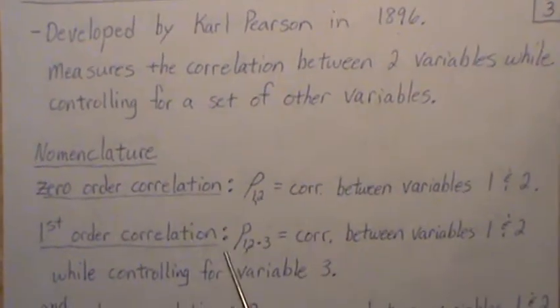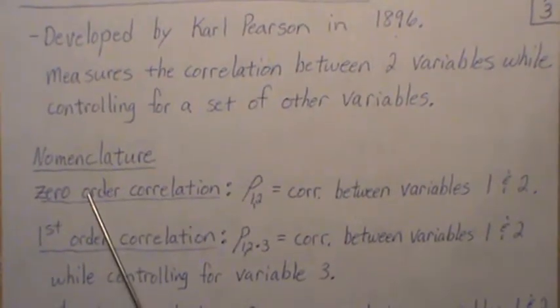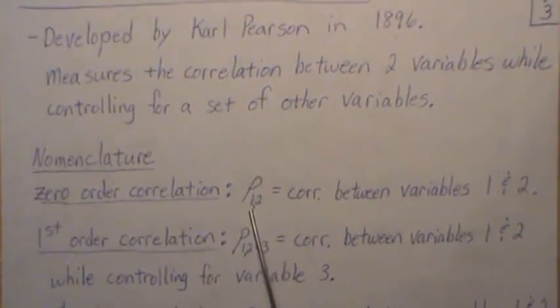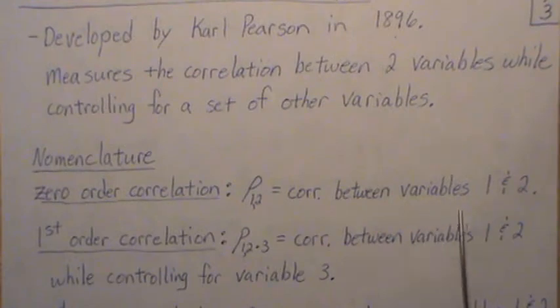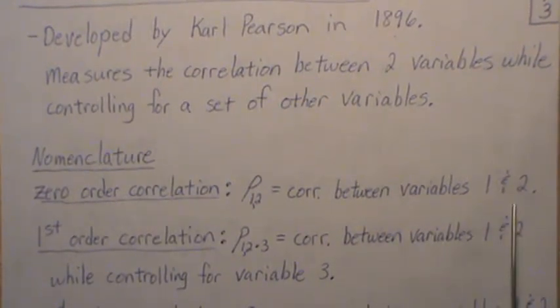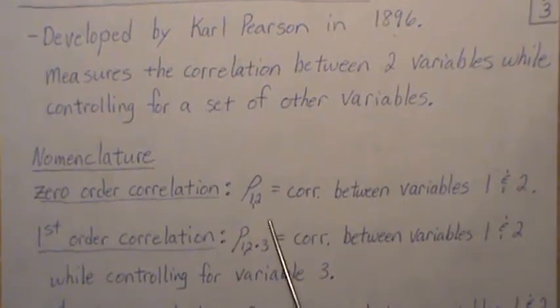Okay, so first, nomenclature. A zero-order correlation, denoted by rho_12, is just the correlation between the first and second variables in your data set. It's Pearson's correlation, sometimes called the zero-order correlation.